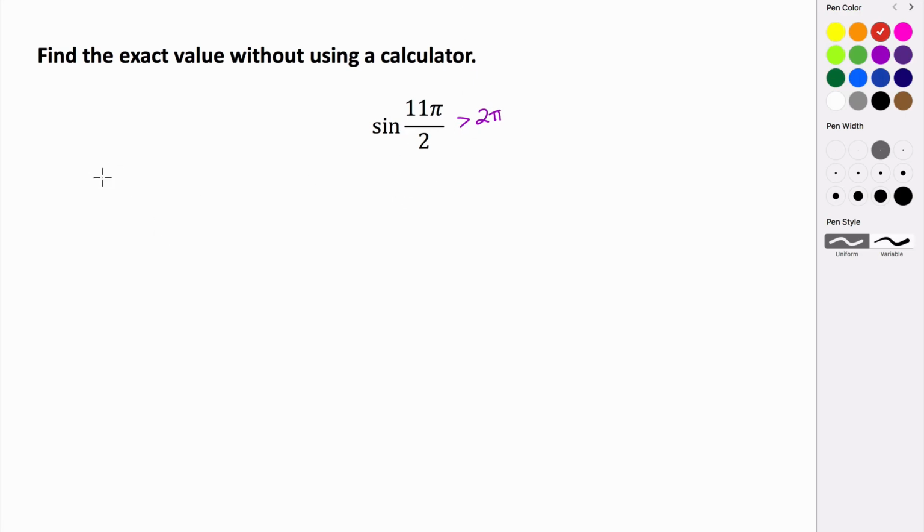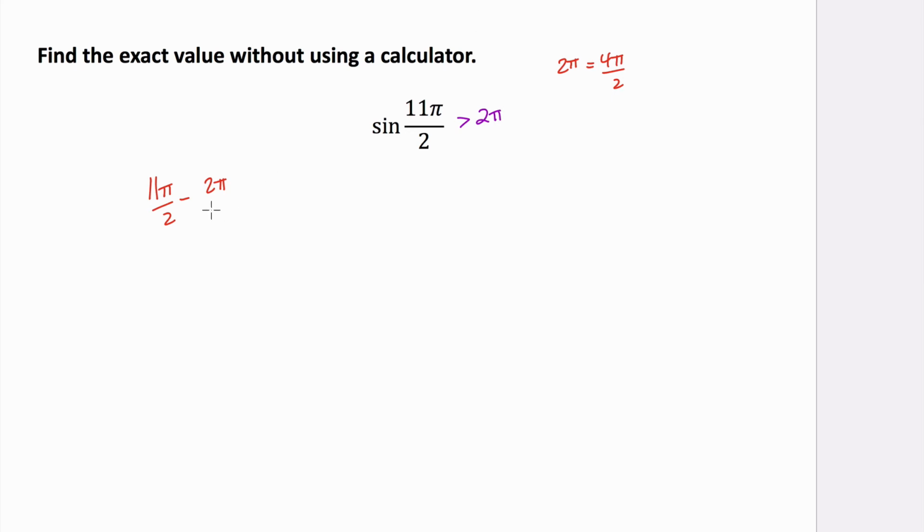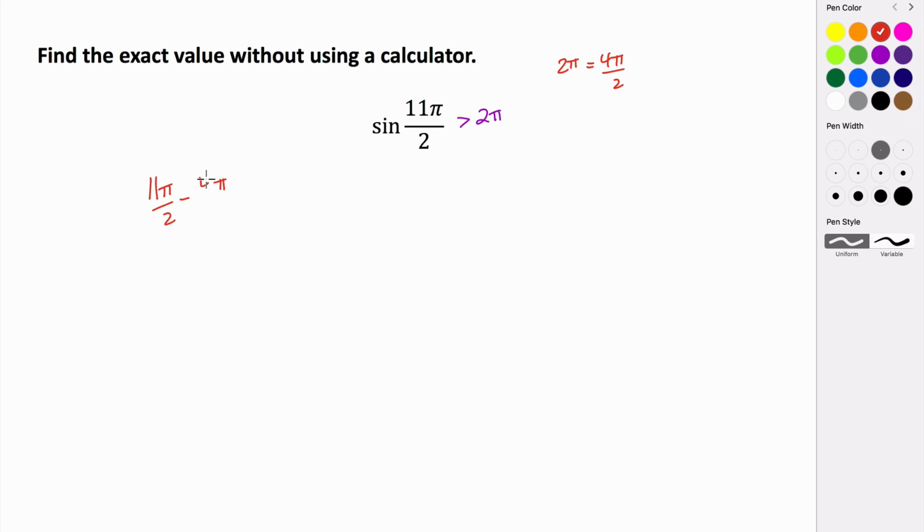So we're going to subtract 2 pi from 11 pi over 2. So 11 pi over 2 minus 2 pi. But in order to do this subtraction, we need a common denominator. So 2 pi is equal to 4 pi over 2. So we're actually just going to subtract 4 pi over 2 from 11 pi over 2. 11 pi over 2 minus 4 pi over 2 gives me 7 pi over 2.